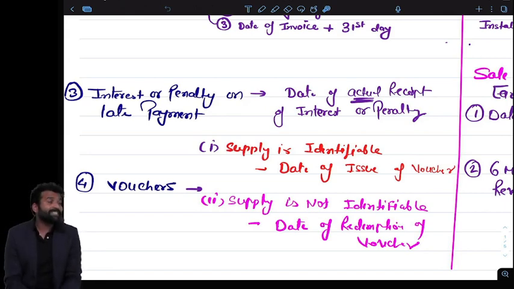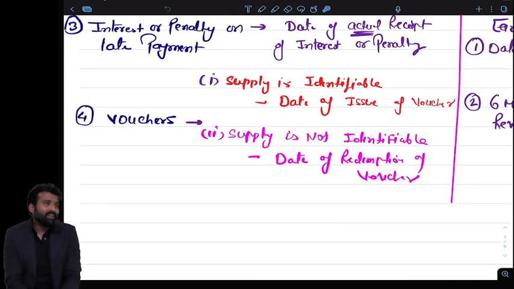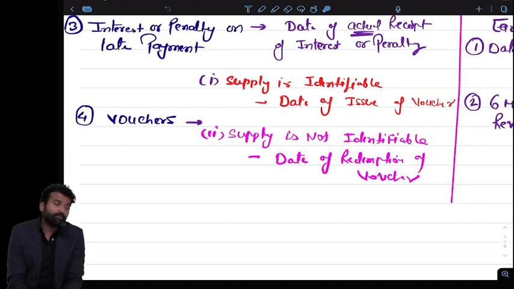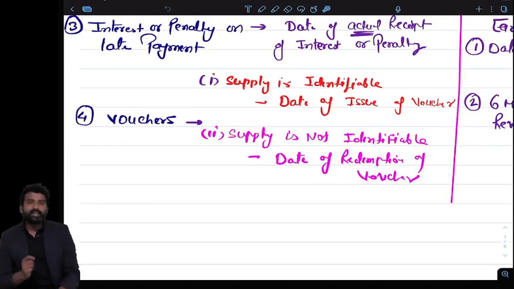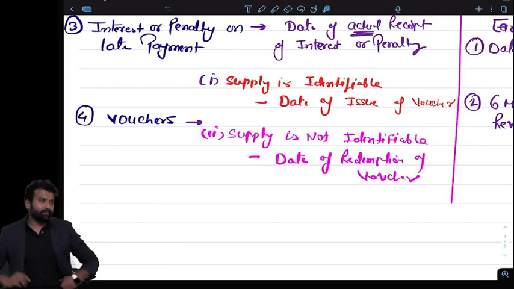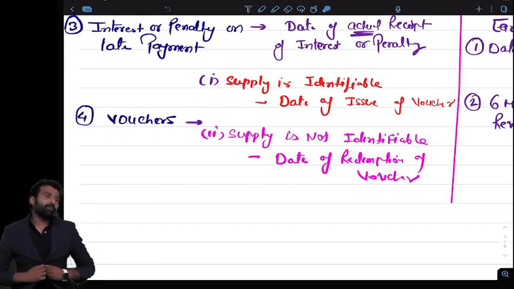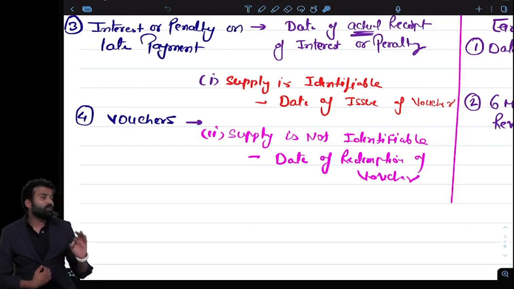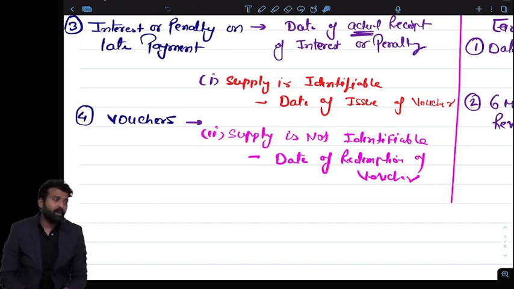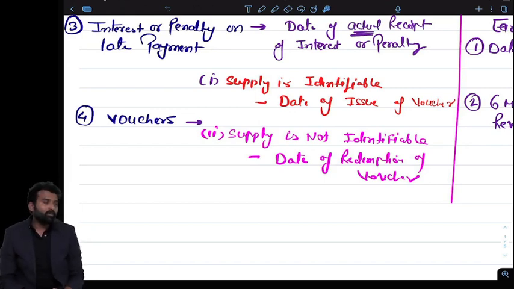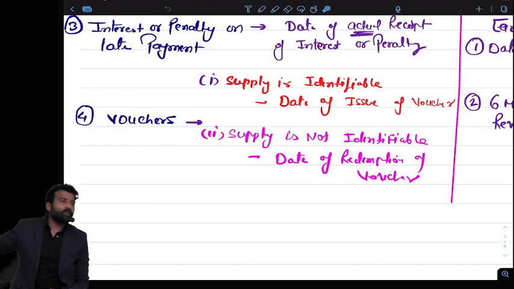Interesting case on which they can ask you an MCQ. Vouchers. If I am not selling goods right now, I am selling a voucher of any goods. Like you can buy a voucher right now and buy something later. So in that case, what will be the time of supply? It depends whether the voucher is identifiable or not. I don't know from this voucher what kind of goods I can redeem.